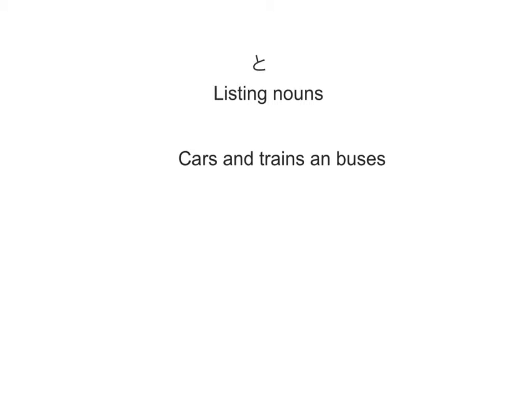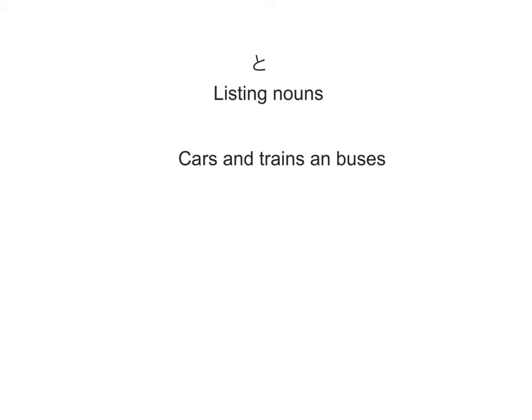And finally, we can throw in to. To is used for listing nouns. So it's basically like saying and. Yeah, so there it is, listing nouns. Nouns are just things, objects. And if you want to say more than one thing in a sentence, then put this particle to in between each thing that you list. For example, cars and trains and buses.